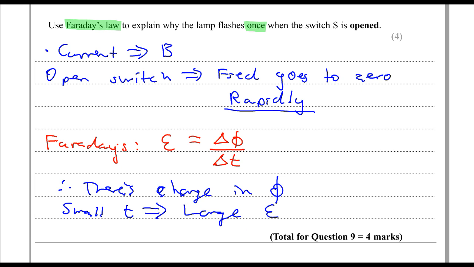And it only flashes once, because once the magnetic field goes to zero, it no longer changes. And without a change in the magnetic flux linkage, there can be no more EMF induced, and the lamp stops working.